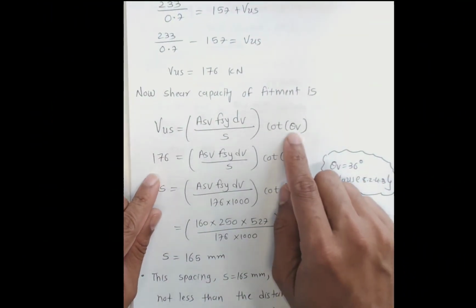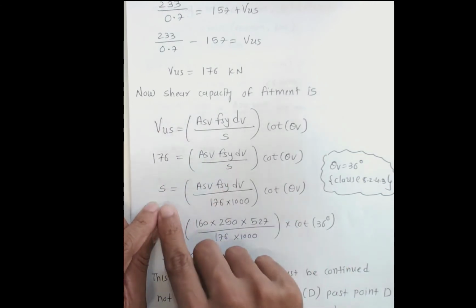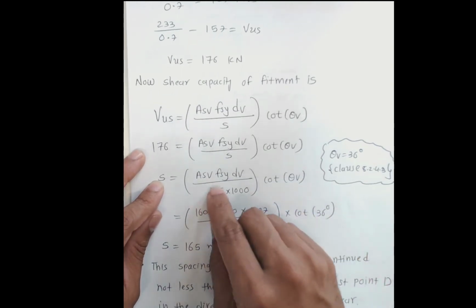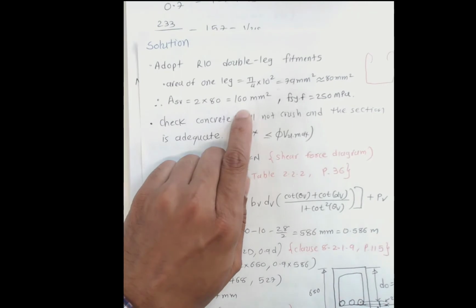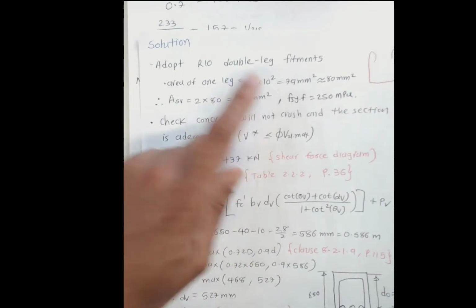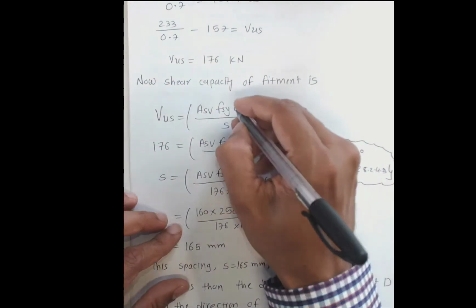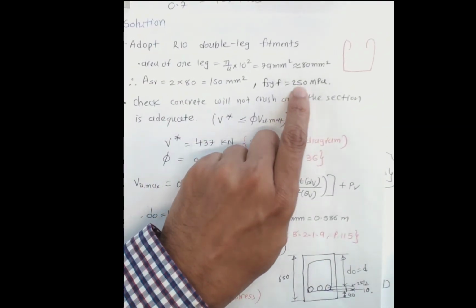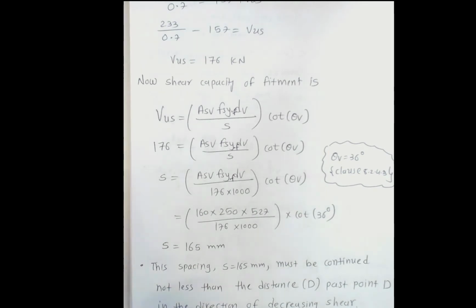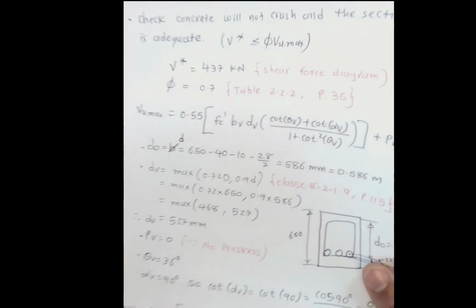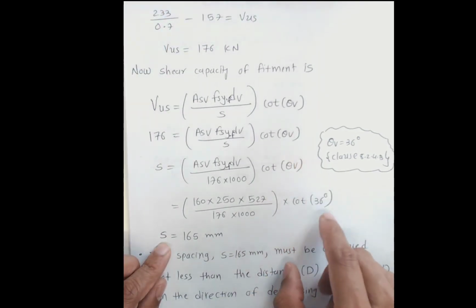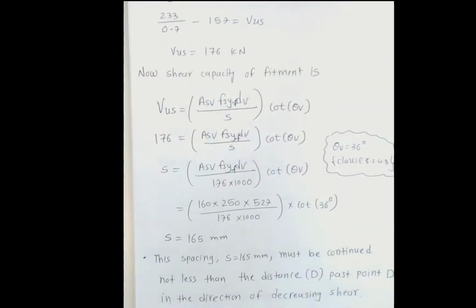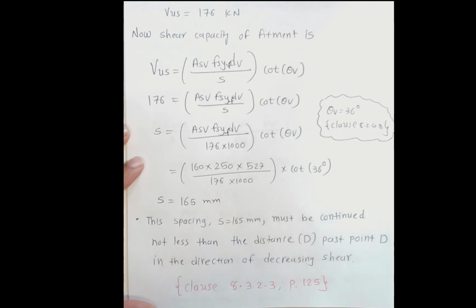Now here they have written these equations, we can bring this S across, and we bring the Vus here. Now Vus is 176, please note this is in kilonewton, so we multiply by 1000 to convert into newton, and Asv we calculated as 160 at the start of the example. We calculated Asv 160 millimeter squared, which is just the area of the fitment. fsy.f, the yield strength of the fitment, is 250, which we also take from the start of the example. And dv we calculated at the start of the example, dv is 527 millimeters, which is the effective shear depth. And theta v is 36 degrees, given in clause 8.2.4.3, where we have taken theta v equal to 36 degrees. And we have S equal to 165 millimeters.